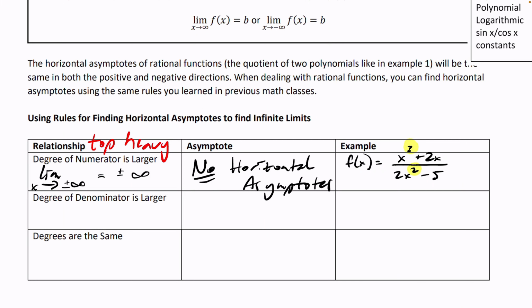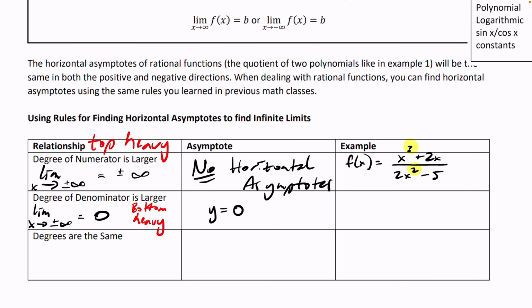All right, let me give you the opposite case. Bottom heavy. This is bottom heavy. If it's bottom heavy, the limit as x approaches either positive or negative infinity, either one, will always be 0. That'll also be your asymptote, y equals 0. Your horizontal asymptote will always be y equals 0 for this case.